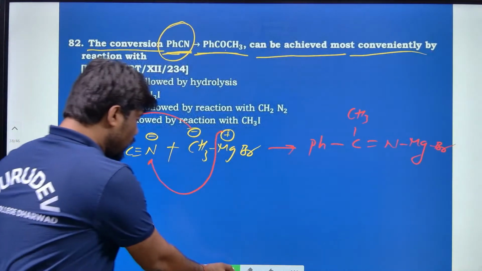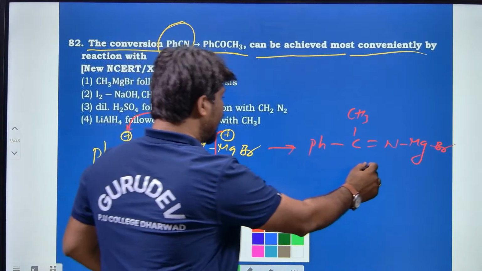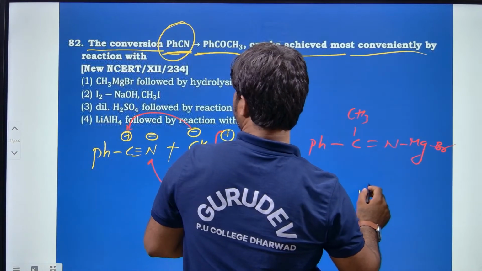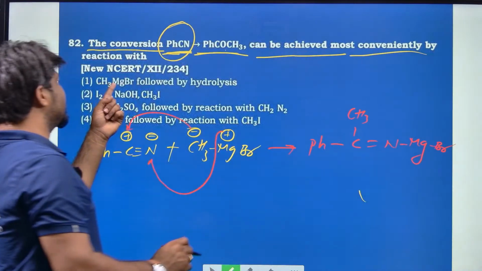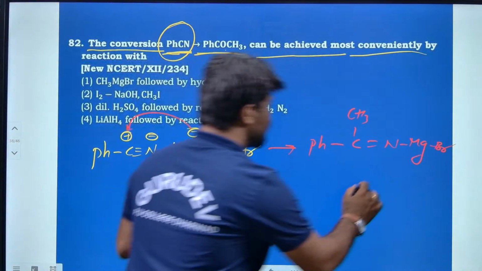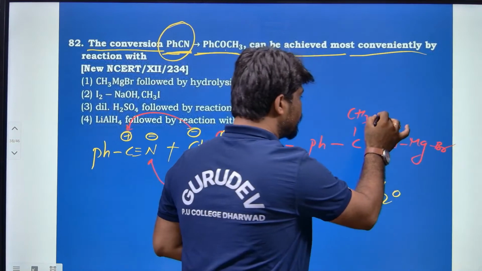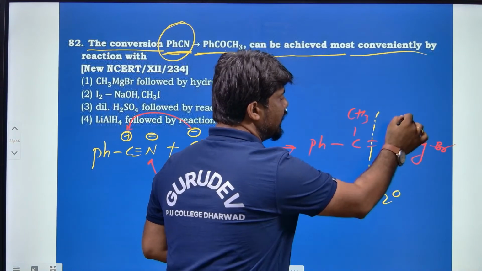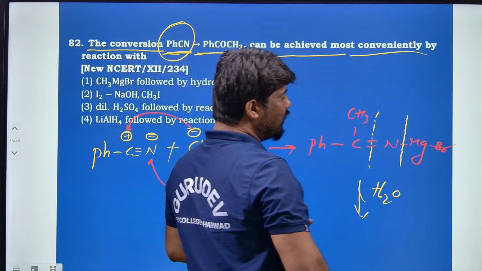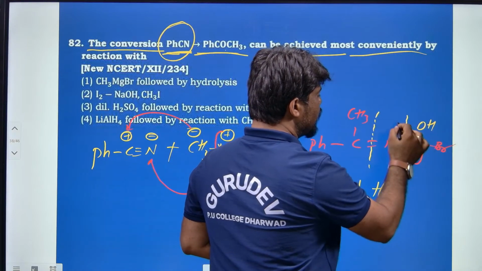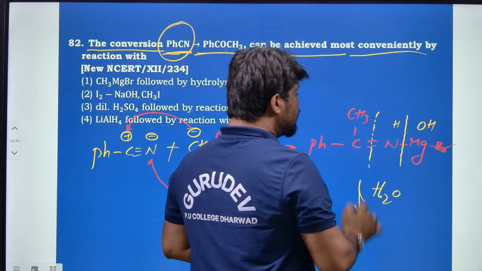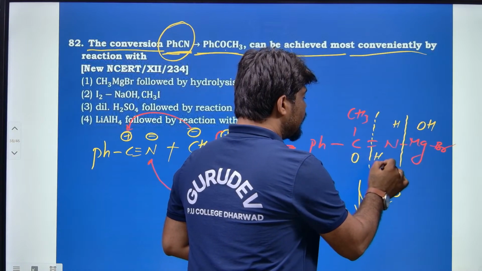Next, this molecule further undergoes hydrolysis. Yes, they gave CH3MgBr followed by hydrolysis. So when they undergo hydrolysis, that is addition of water, it's very simple. Just take a look here. When you add a water molecule, OH goes here and H goes here.